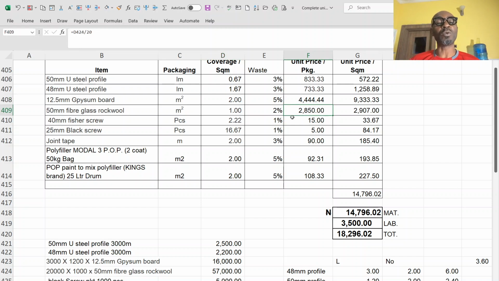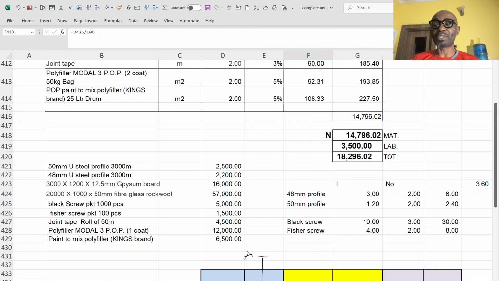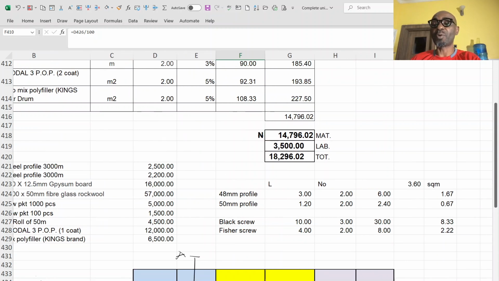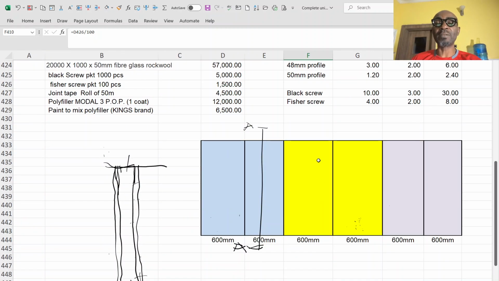Then the rock wool, which is the fiberglass, is 57,000 per roll of 20 meters. So you divide by 20 meters, and you have 2,800 per square meter. Then the screw, we completed the numbers of the screw, 8.33 and 2.22. For the black screw, because I am screwing this face and the other face, I'm going to multiply it by 2.